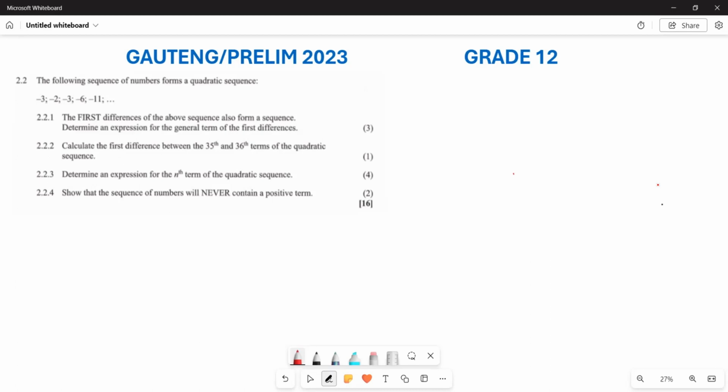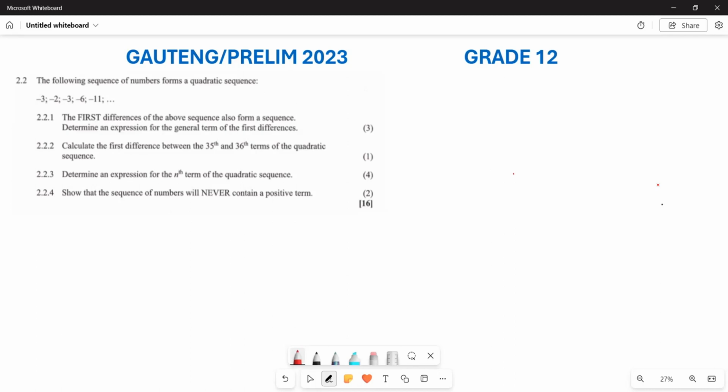Now, what is it that you are looking at? We are looking at our prelim 2023, and we are trying to assess our quadratic sequence, which was given there. You are given -3, -2, -3, -6, and -11. Now, they say the first difference of the above sequence also forms a sequence. Determine an expression for the general term of the first difference.